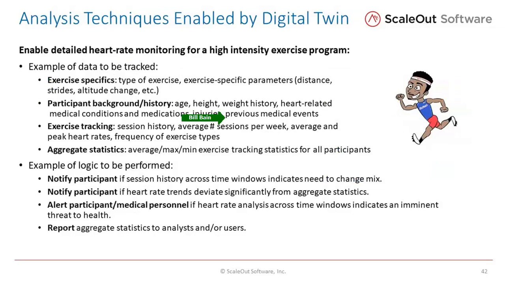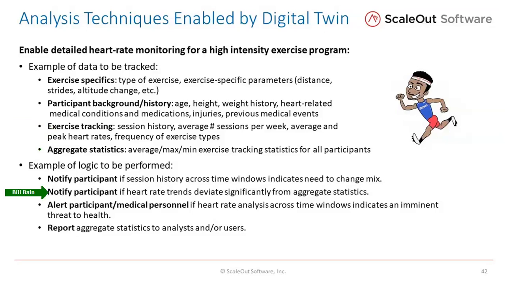We also can look to see whether they should be changing the exercise they're doing because they're doing one exercise too frequently, or their sessions are too long, or certain exercises are creating peak heart rates that are too high. We also can generate aggregate statistics such as the average heart rate and average BMI for all users in a given age range, and feed that back in to notify them if they deviate significantly from aggregate statistics.